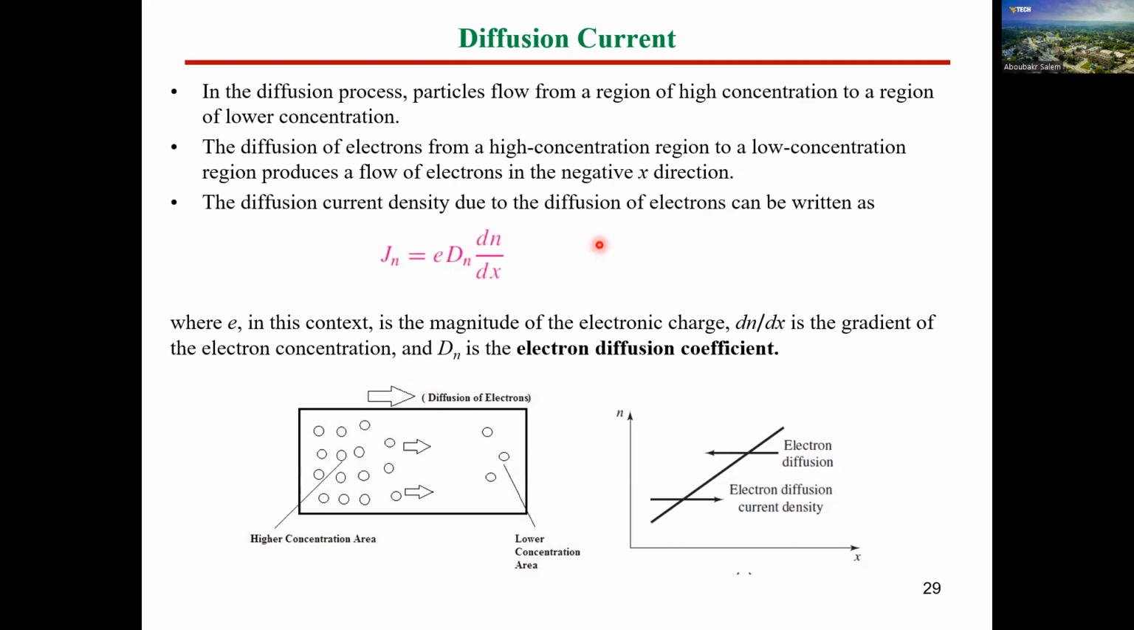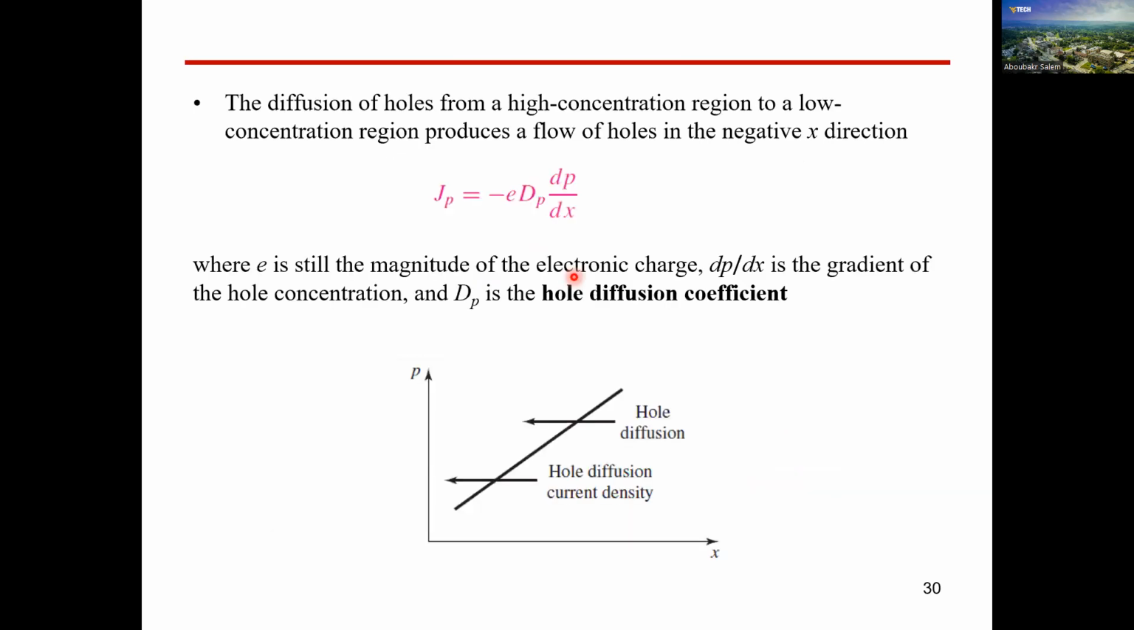So again, dn by dx is the gradient of electron concentration in our material. Okay, guys. So this is the definition of the diffusion current here. What about the p material? So the p material is going to be the opposite. So Jp equals minus e Dp times dp divided by dx. Why? Because you know that hole diffusion is opposite to electron diffusion. So this is going to be the opposite.